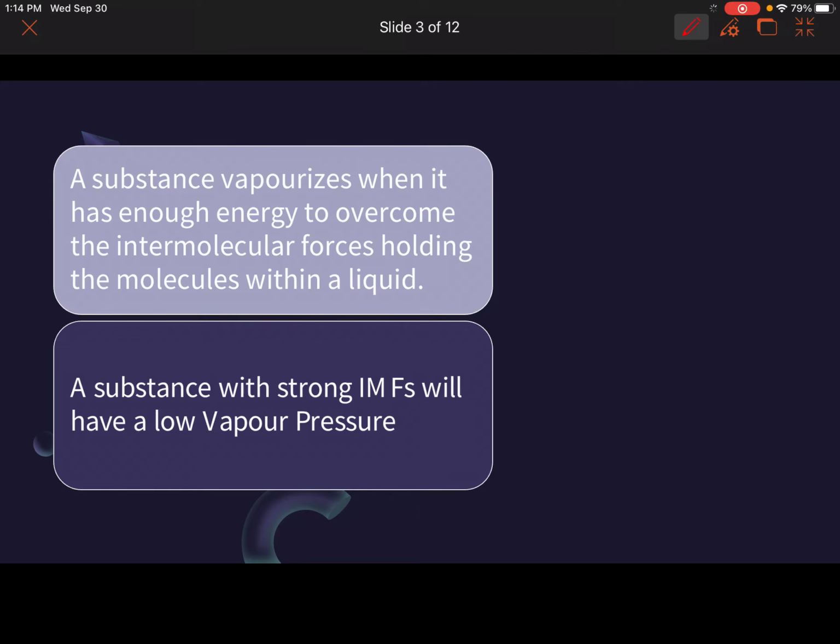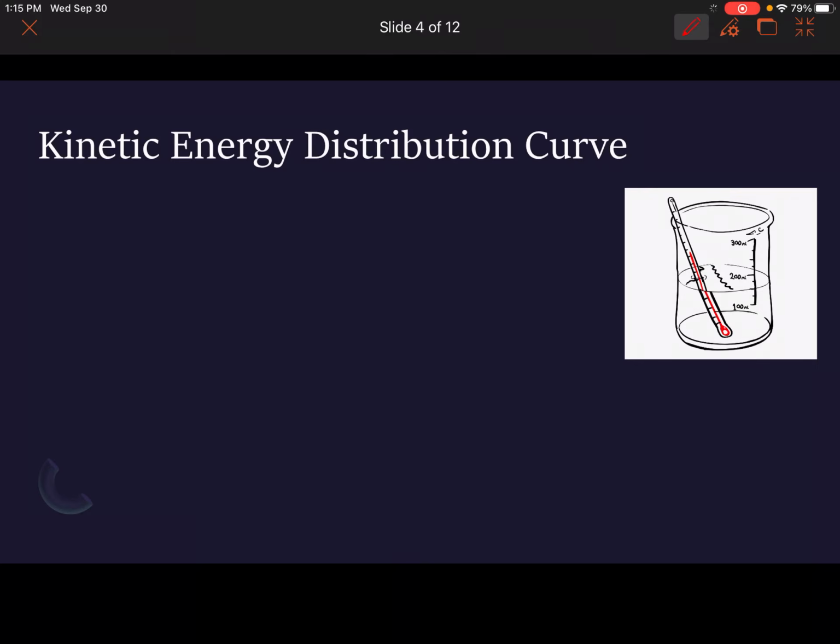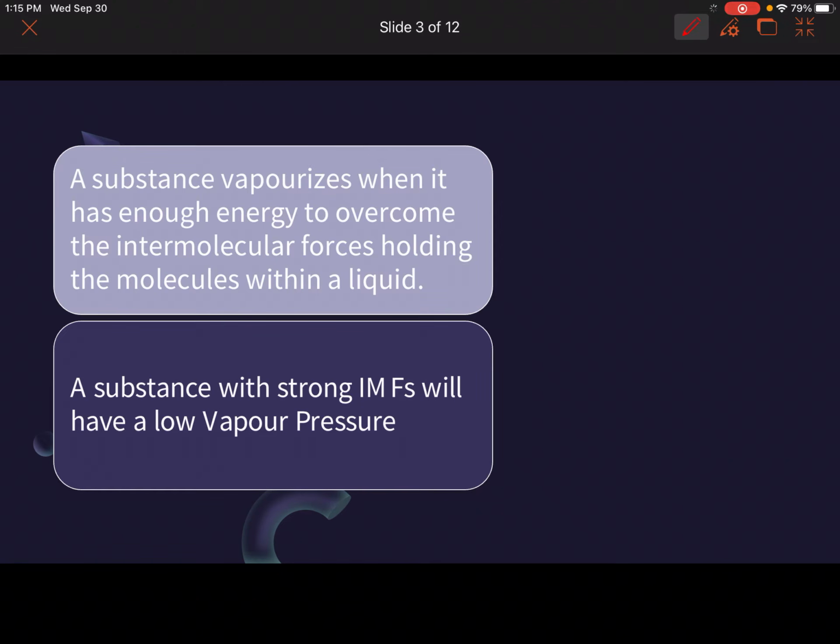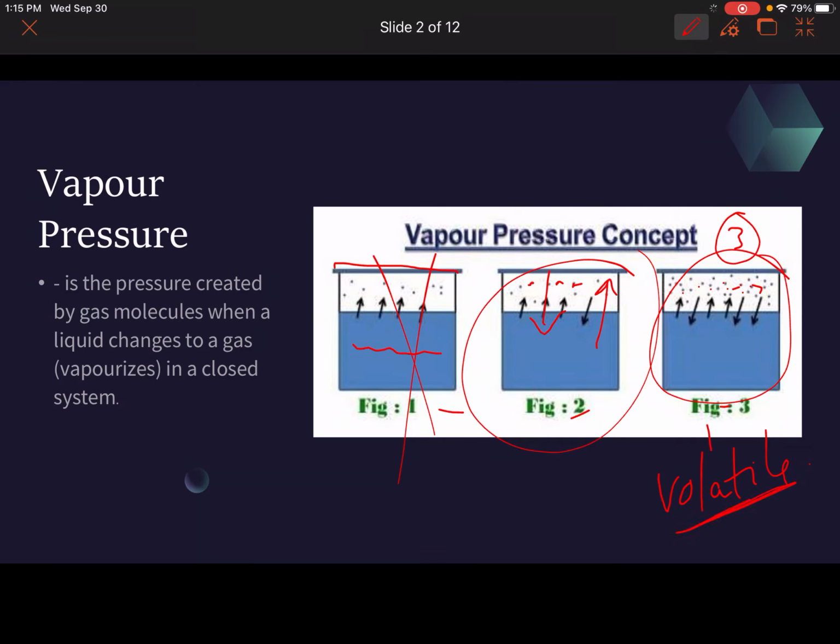Now, a substance vaporizes when it has enough energy to overcome the intermolecular forces holding the molecules within a liquid. It's got to overcome the IMFs, because remember, IMFs want the particles to stay close together. So a substance with strong IMFs is going to have low vapor pressure, because not a lot of those particles are going to change state. Whereas a substance with weak IMFs will have a high vapor pressure, because a lot of the particles will. So this volatile one would have weak IMFs, and figure 2 here would have strong IMFs.